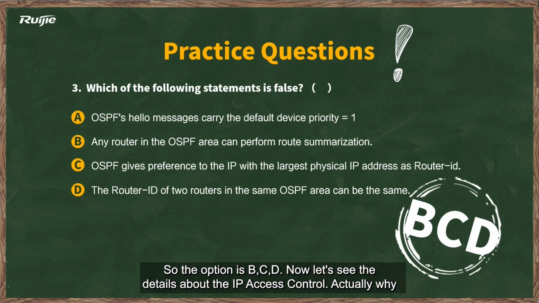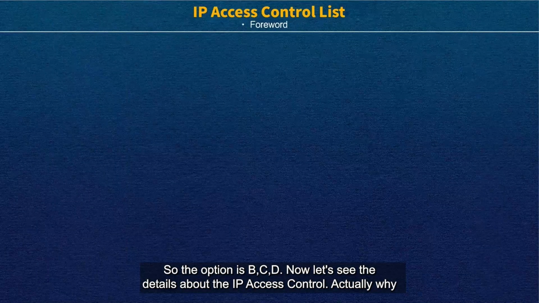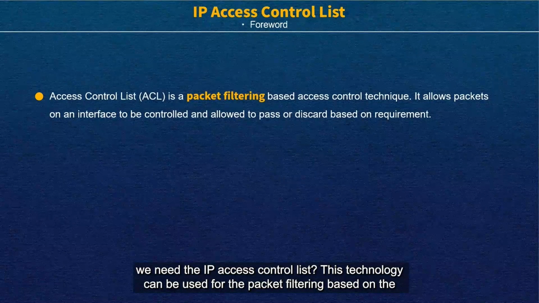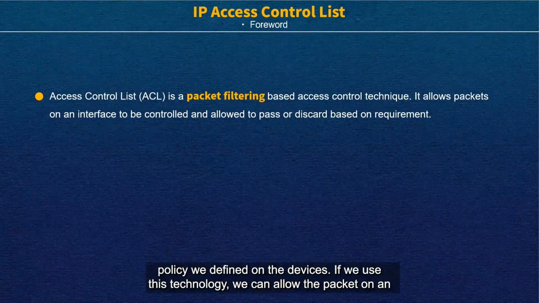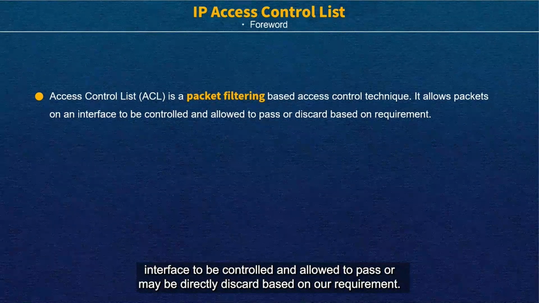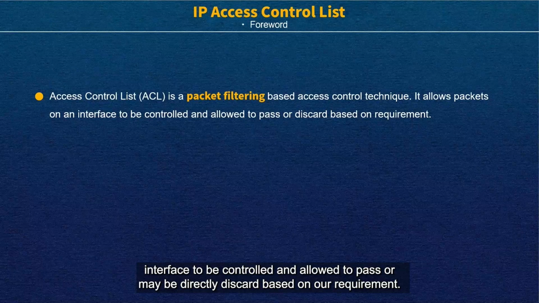Now let's see the detail about the IP access control. Actually, why do we need the IP access control? This technology can be used for packet filtering based on the policy we define on the devices. If we use this technology, the packets on an interface can be controlled, allowed to pass or directly discarded based on our requirement.